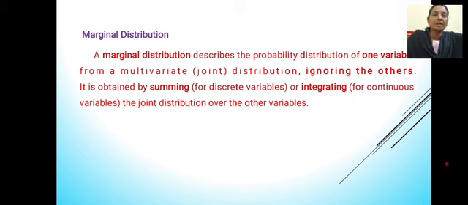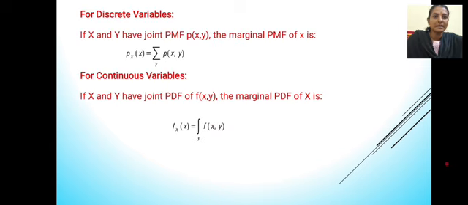Marginal distribution. A marginal distribution describes the probability distribution of one variable from a multivariate distribution, ignoring the others. It is obtained by summing or integrating the joint distribution over the other variables. For discrete variables, if x and y are random variables, then with the joint probability mass function p(x, y), the marginal is p(x) = sum of p(x, y). For continuous random variables x and y, the marginal probability density function is the integral of f(x, y).